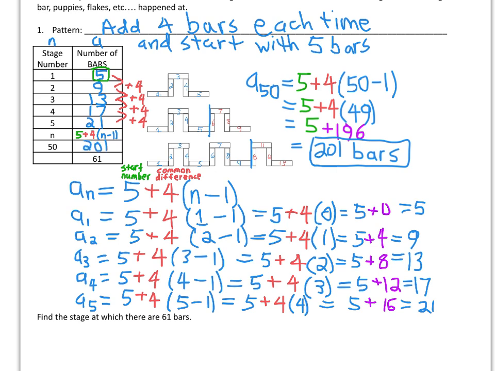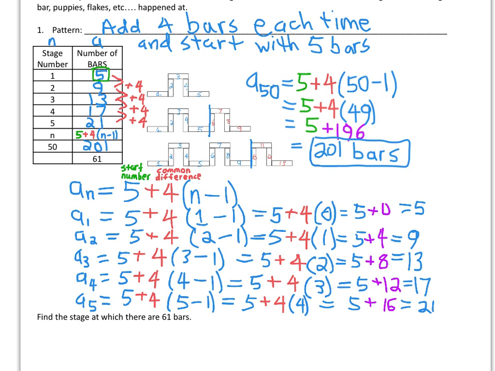Notice this equation is very handy because I could find any stage number, 38, 97. We don't have to make our table and continue our table. This equation lets us jump to any stage number we want to find the total number of bars.